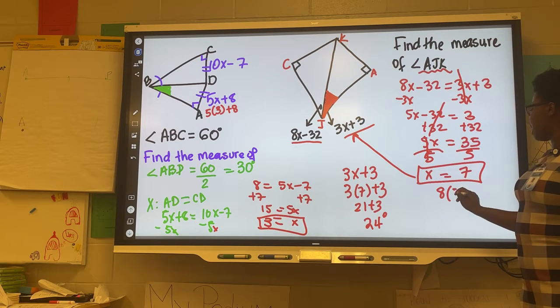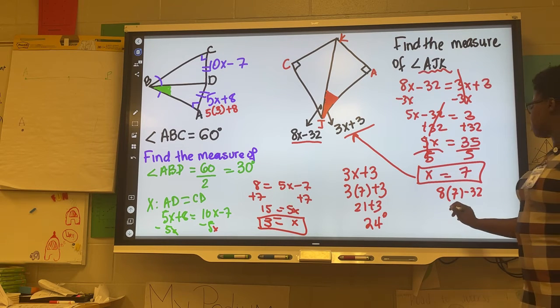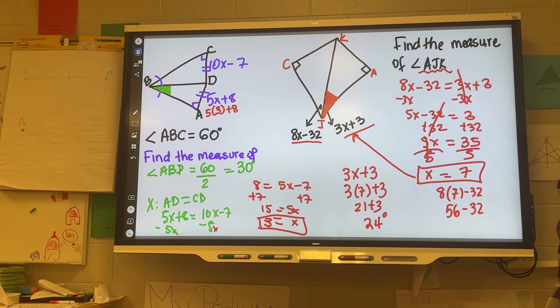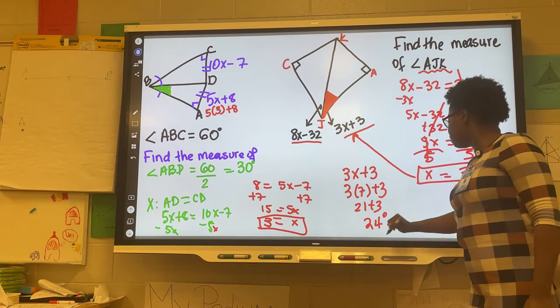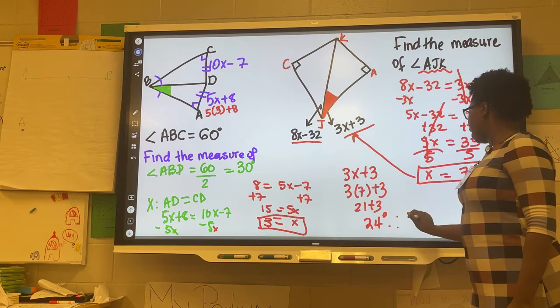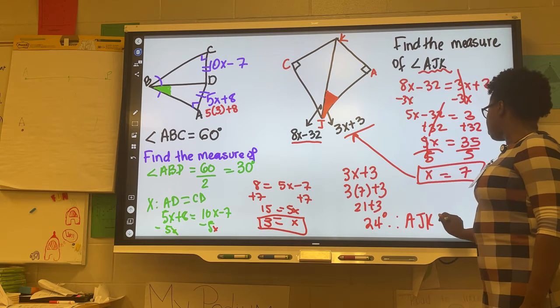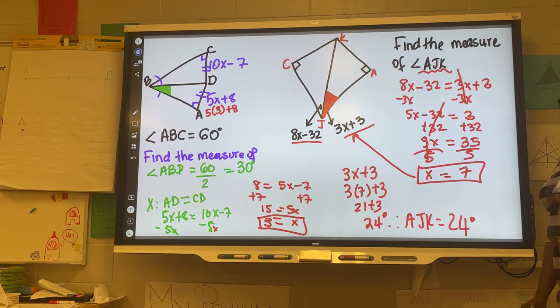So it's 8 times 7 minus 32. 8 sevens is 56, I think, minus 32. And 6 from 2, 2 from 6 is 4, so it's also 24. So I just did this part for you guys to prove that it's also equal to 24. Alright, so we were asked to find AJK. So therefore, AJK is equal to 24 degrees. And that's how you find a missing angle using algebra.